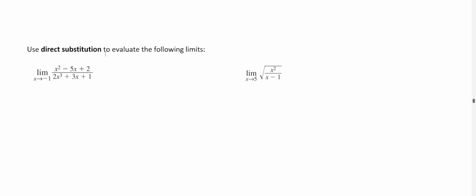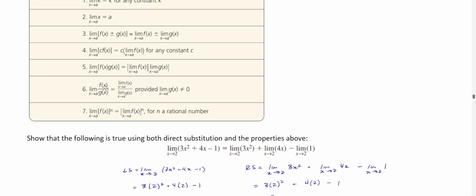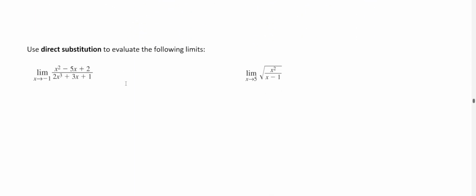Using direct substitution to evaluate the following limits, again, as we can see here, I've got a quadratic in the numerator and a cubic in the denominator. I can use this property right here and just find the limit of the top divided by the limit of the bottom. And so all I have to do there is some direct substitution. So in this case, it's negative 1 squared minus 5 times negative 1 plus 2, all over 2 times negative 1 cubed plus 3 times negative 1 plus 1, and that comes to negative 2.